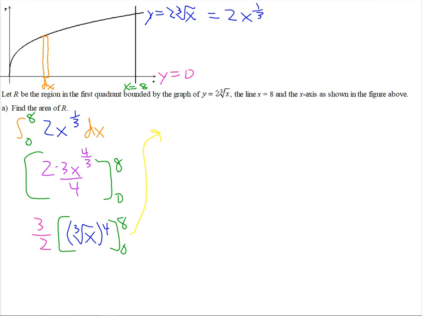So we've got 3/2. And then substitute in the 8. Cube root of 8 is 2, to the 4th is 16. Minus substituting 0 just gives you 0. So then you can simplify that. 2 goes into 16 8 times. 8 times 3 gives you 24. So our area is 24 units squared.